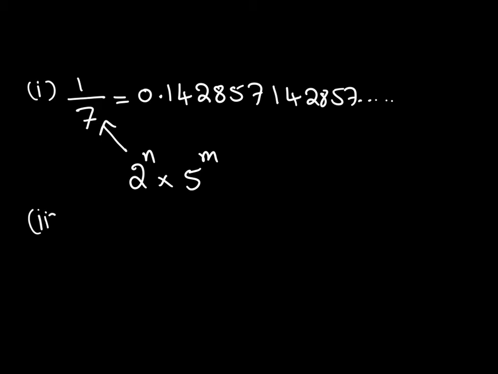Take for example 1 over 3. Just by looking at the fraction, are we going to get a terminating decimal or a non-terminating repeating decimal?